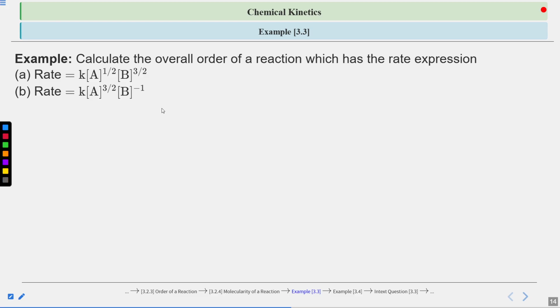Okay, now let's see an example which is marked as 3.3 in our NCERT textbook. The example says: calculate the overall order of a reaction which has the rate expression, A and B. In A, rate is equal to K times A to the power half, B to the power 3 by 2. In B, rate is equal to K times A to the power 3 by 2, B to the power minus 1. So you have to calculate the overall order of the reaction for each rate expression. You have some time, try to solve this, and then we will see the correct answer.